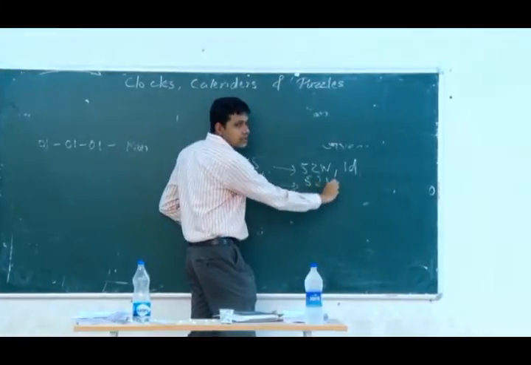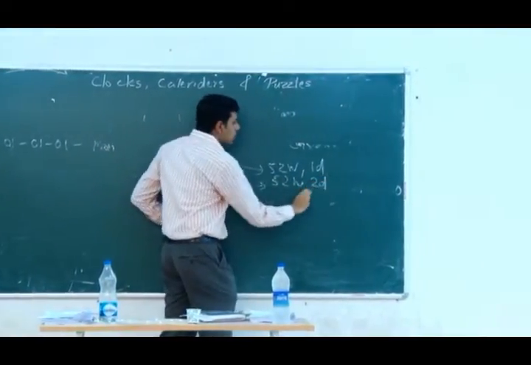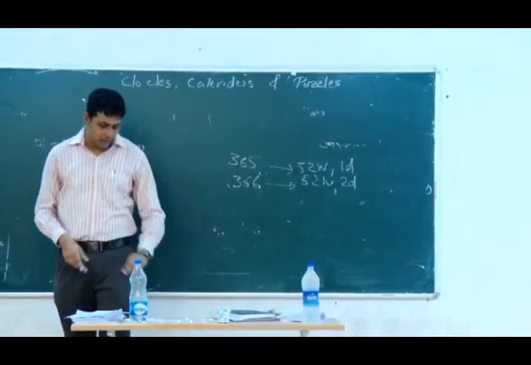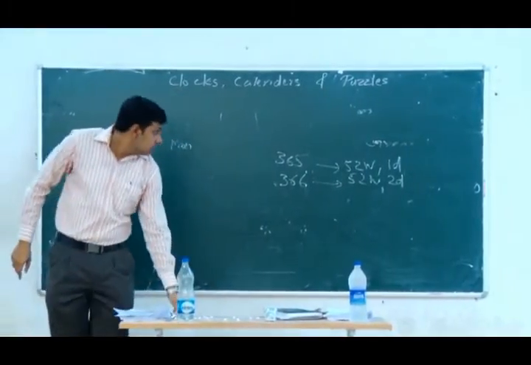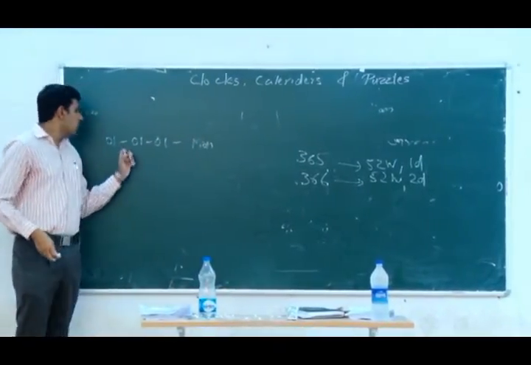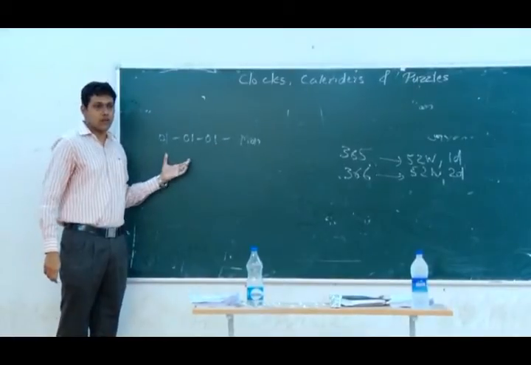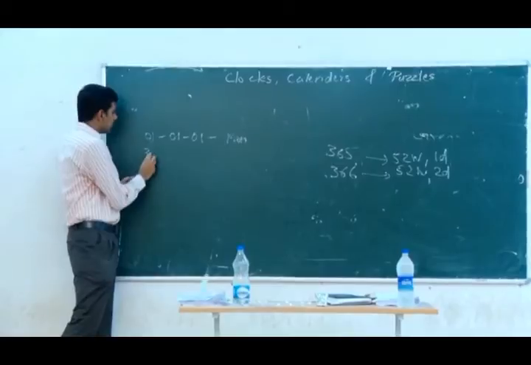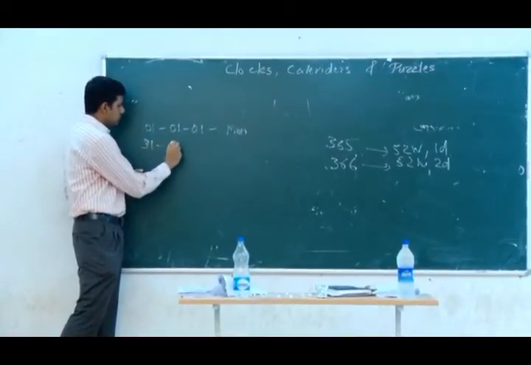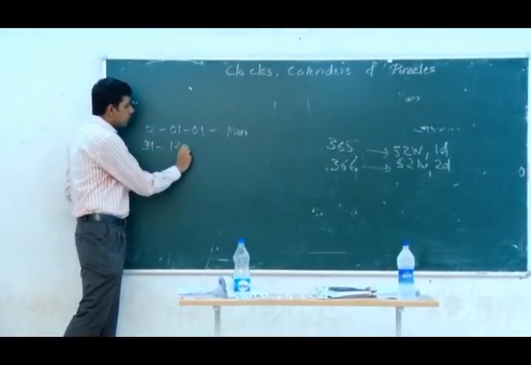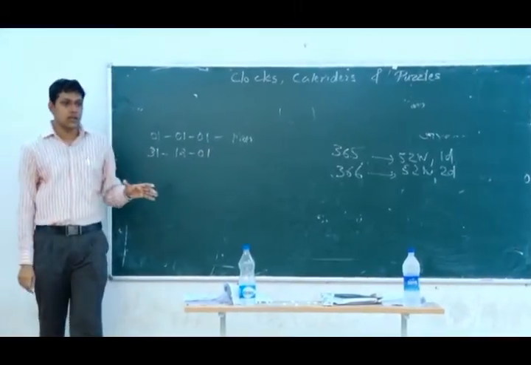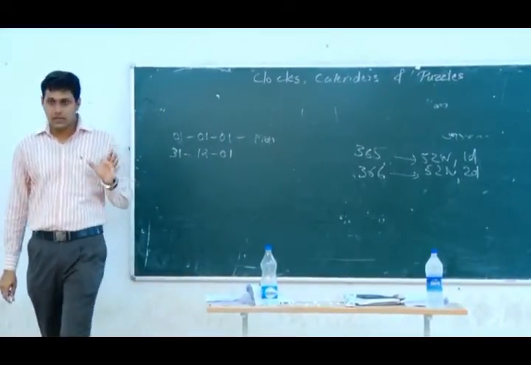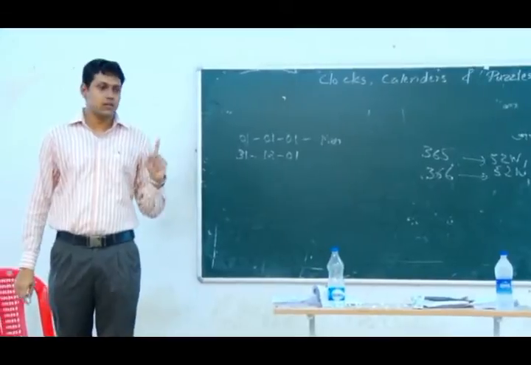52 weeks and 2 extra, that is 2 days extra it will have. Okay. So we have 1/1/01, the first day, 1st January of year 01. Next, 31/12/01, the last day of the year, 31st December of the first year.